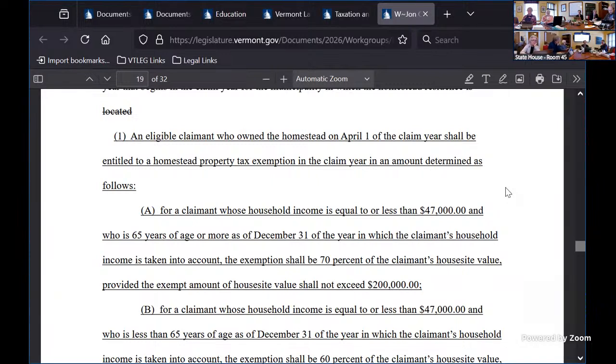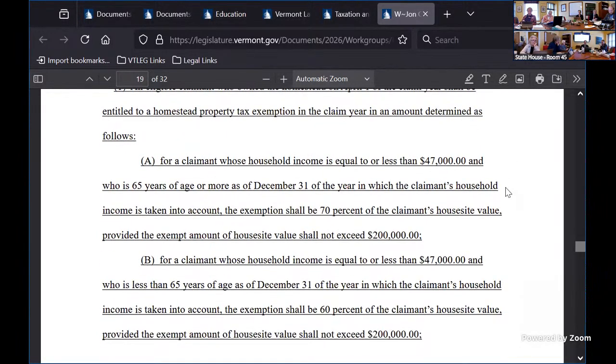So an eligible claimant who owned the homestead on April 1 of the claim year shall be entitled to a homestead property tax exemption in the claim year in an amount determined as follows. Basically, these subdivisions set up the conditions, the income sensitivity measures that determine the value of the exemption that you can receive. All of the provisions that you're going to see here, A, B, C, D, are based on income, but there's something special about the first subdivisions, A and B. They also incorporate an age piece.